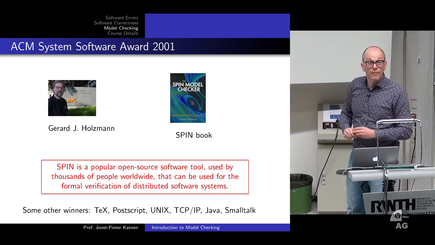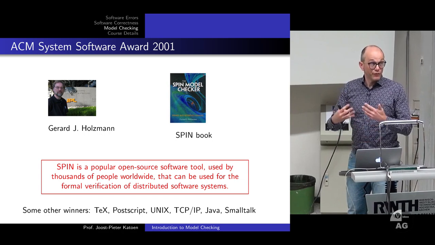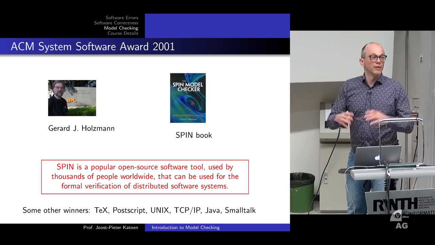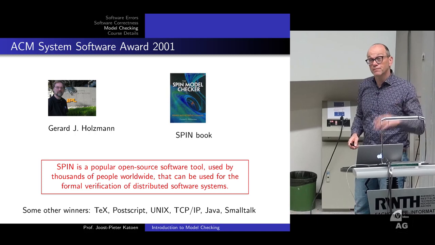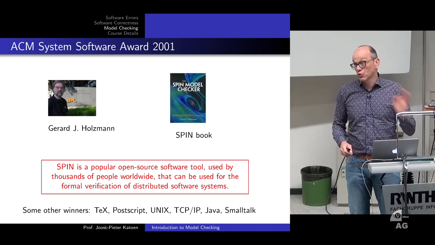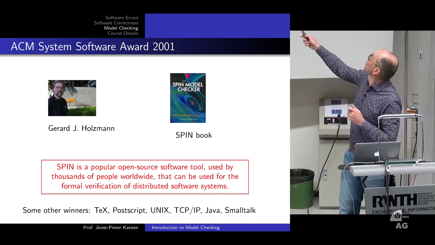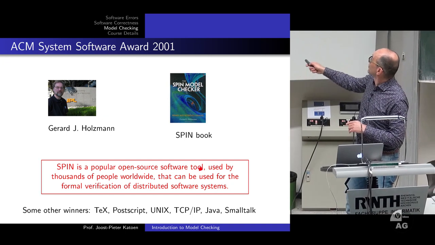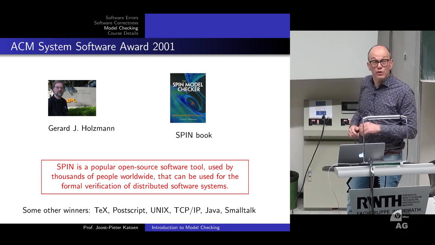Holzmann is the person that actually built the first model checker. I'm not sure whether this is completely true. The first large model checker, let's put it that way. That's called Spin. You can download it. If you want to play with model checking, I strongly advise you to download this tool. There's also a book called The Spin Model Checker that gives the details. And Spin is a popular open source software tool, used by thousands of people worldwide, that is used for the formal verification of distributed software systems.